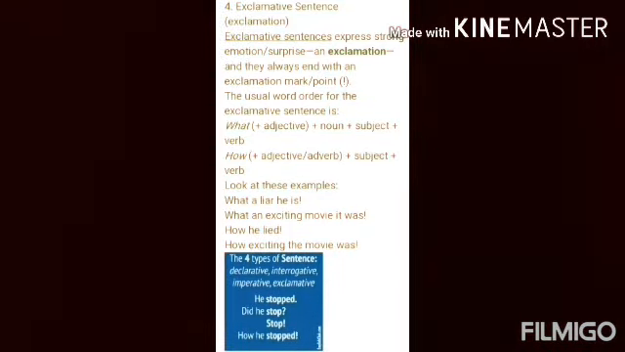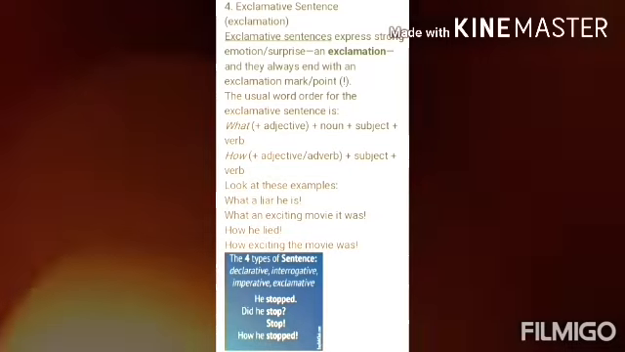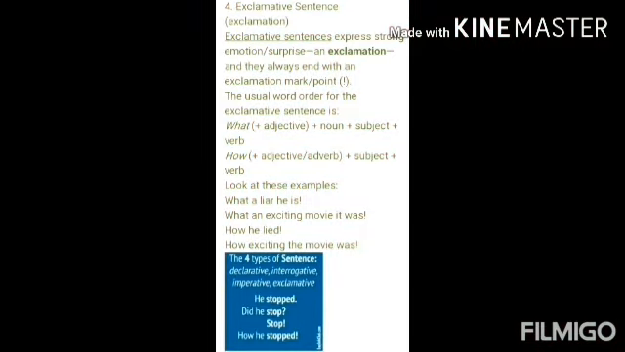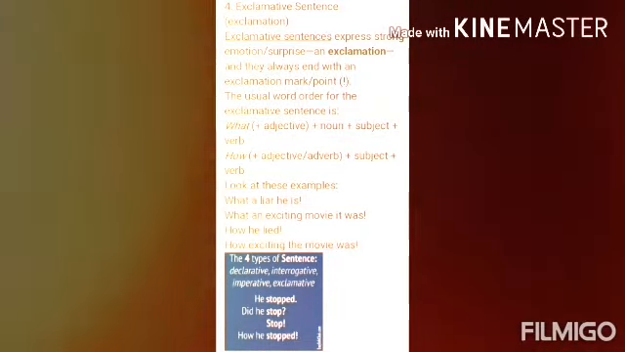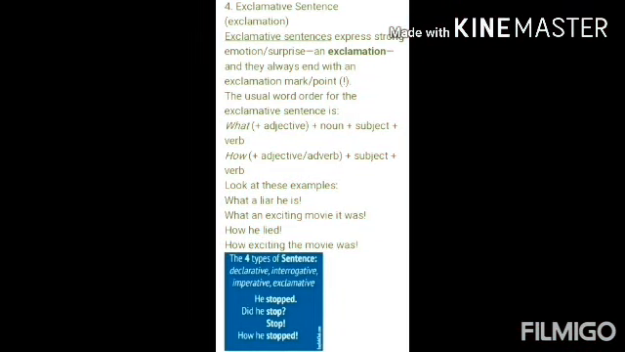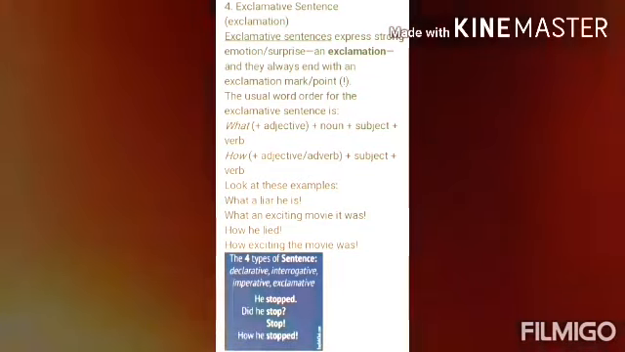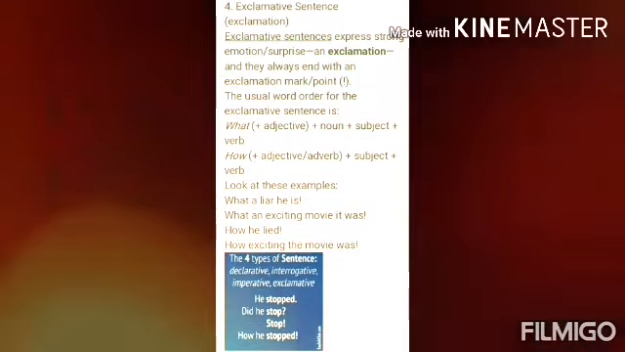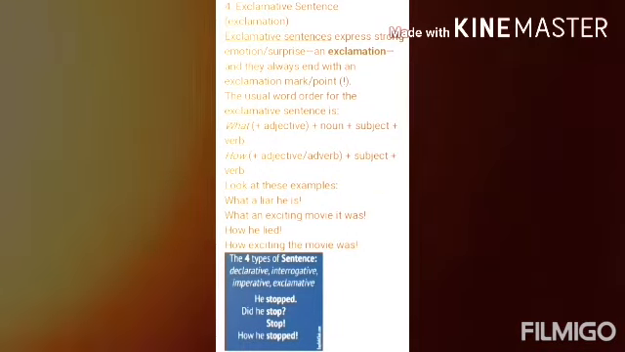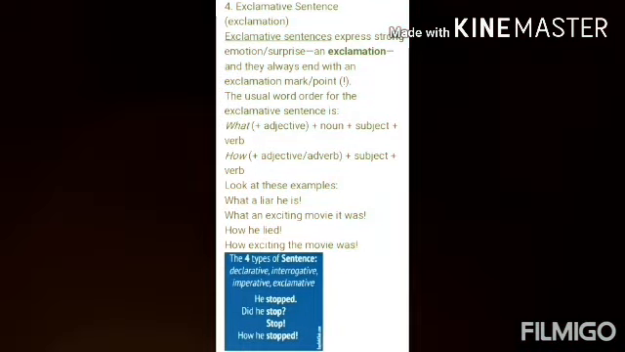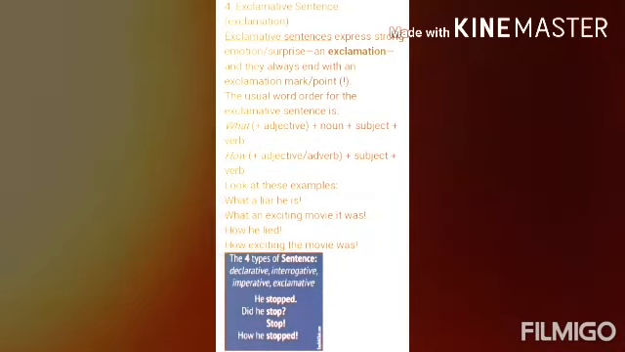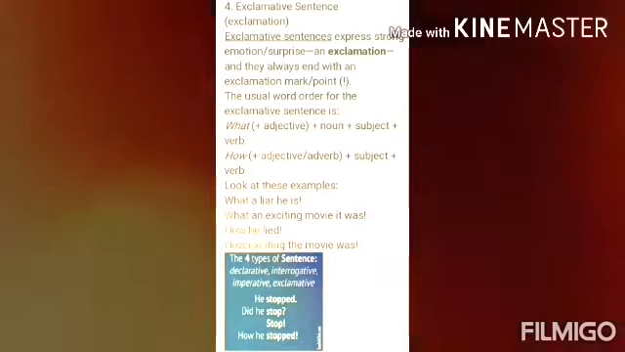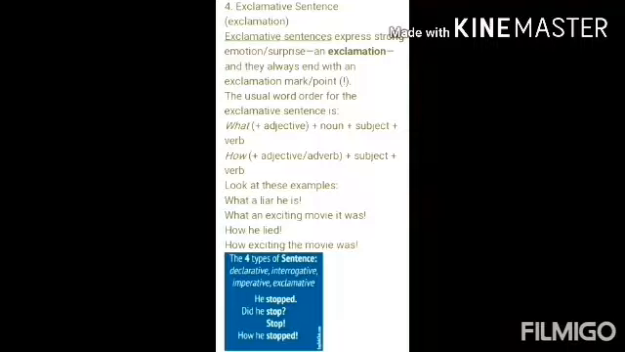So here you will get the four types of sentence. First is declarative, second is interrogative, third is imperative, and fourth is exclamative. Look at the examples. He stopped. Did he stop? Stop. How he stopped. A declarative sentence is also known as an assertive sentence, and it tells us something. It gives us information, and it normally ends with a full stop.